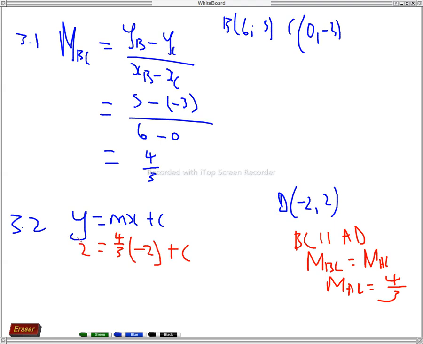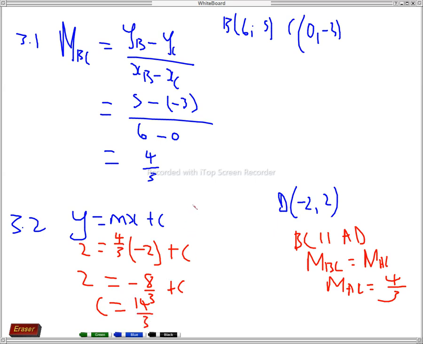So punch your calculator now. 4 over 3 multiplied by -2, the answer is -8 over 3, plus c, and then we have 2 here, so it's going to be 2 plus 8 over 3 when you transpose this 8 over 3 to the other side, the left hand side, so it becomes positive. So my c here is 14 over 3.